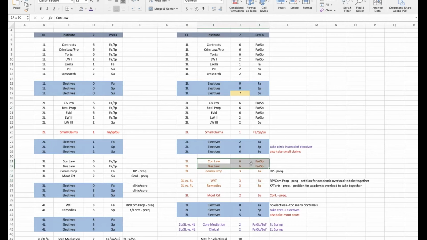Then in the spring, you're taking con law, business law, as well as remedies, right? So we now have 9 units of bar tested courses, which normally we don't let students do unless they've shown in the previous years that they've done well.